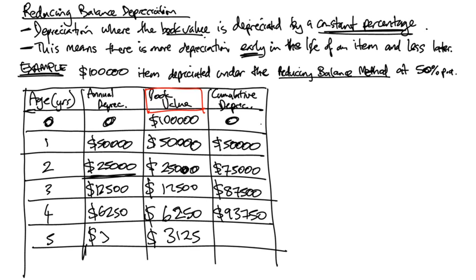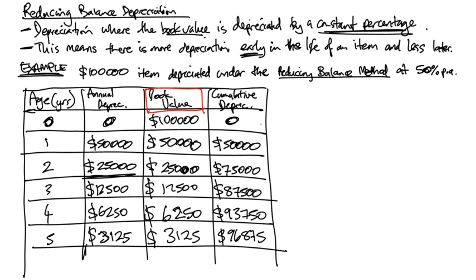It depreciated 3,125 in the 5th year, and so the total depreciation, the cumulative, is going to be 96,875. So hopefully, as you see, because it's going down by half each time, 100,000 to start off with, half of that, half of 50,000. This is half of 25,000. This is half of 12,500. This is half of 6,250.